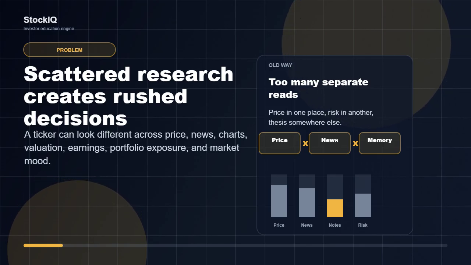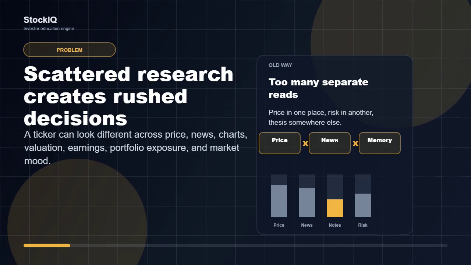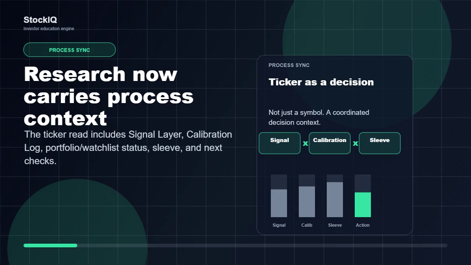So the newest StockIQ upgrade is built around one idea. When you research a ticker, every major part of the app should coordinate around that ticker. If you type NVDA, StockIQ should not make you mentally stitch together 5 different pages. The app should keep NVDA as the active context and bring the important signals together. The new coordinated ticker view now connects research, ticker workspace, sell the news, guardrails, charts, financial snapshot, conviction score, the signal layer, and the calibration log.